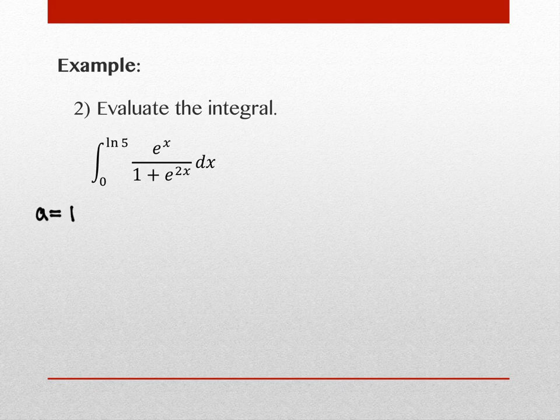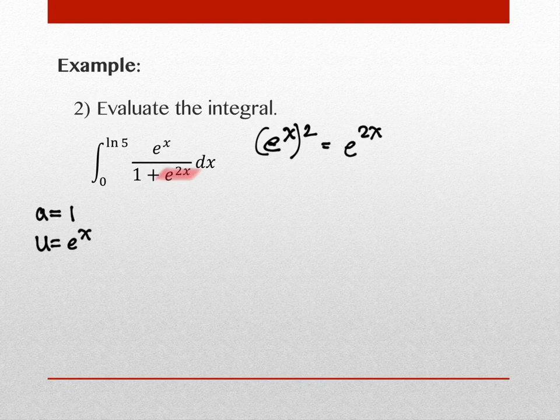It's 1, right? Because 1 squared is 1. And the u value is the number that's squared at the end. Now, it may be hard to sort of see this. This is something squared, but it is. This is e to the x squared, right? That's the same thing as e to the 2x. That's e to the x squared. So the u is e to the x over here.